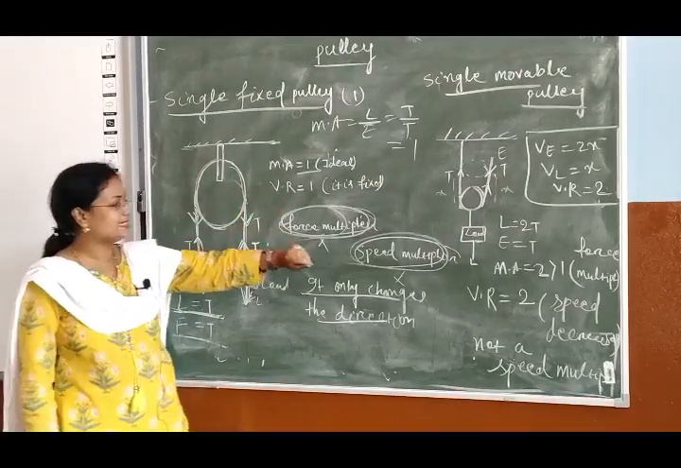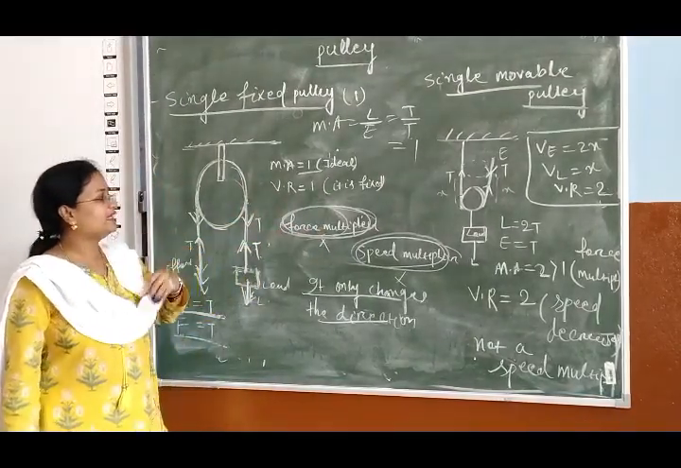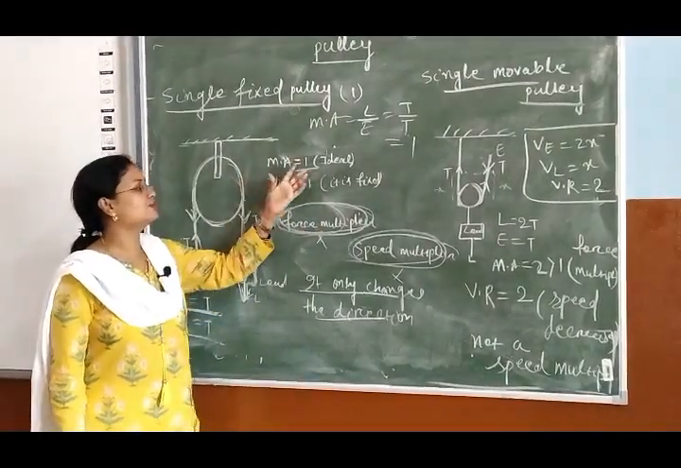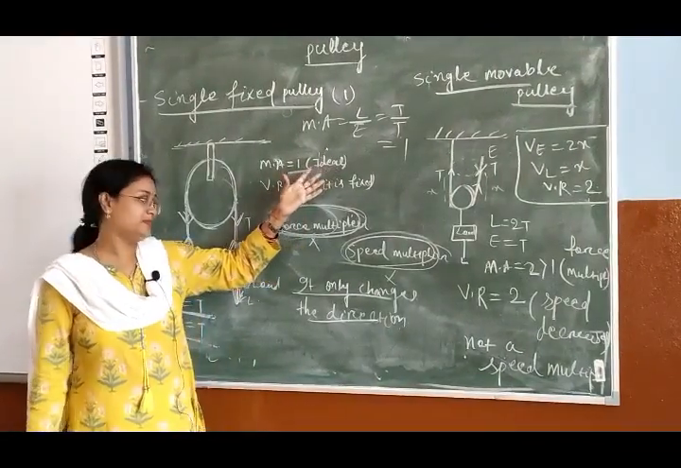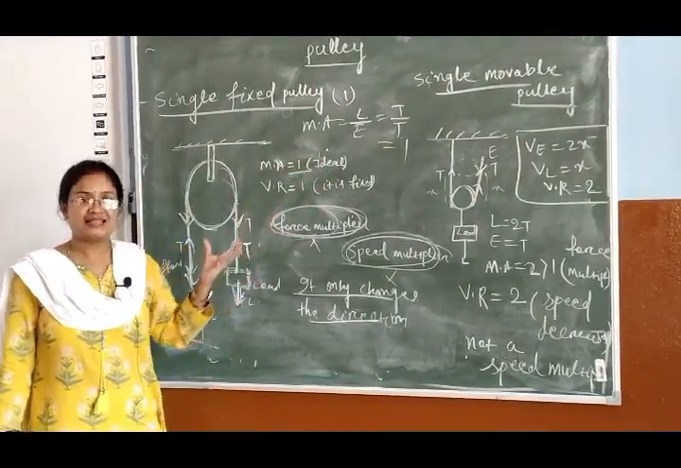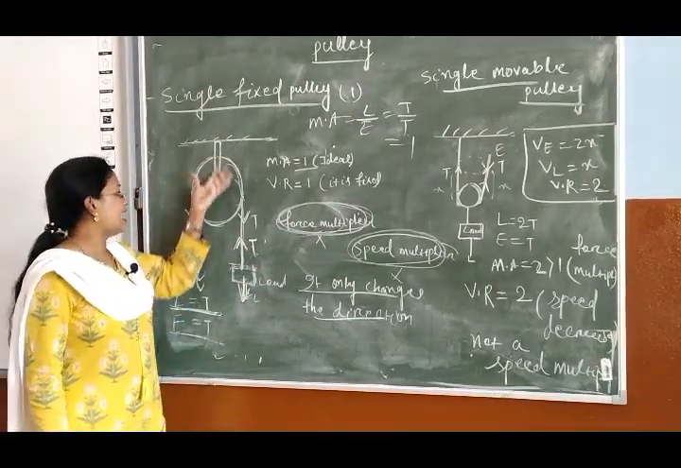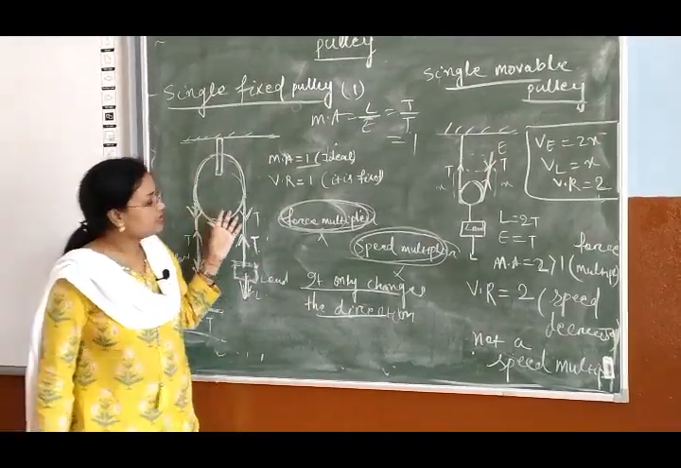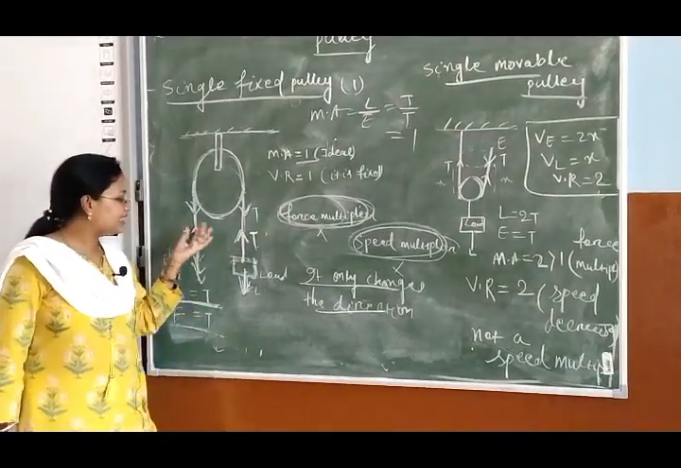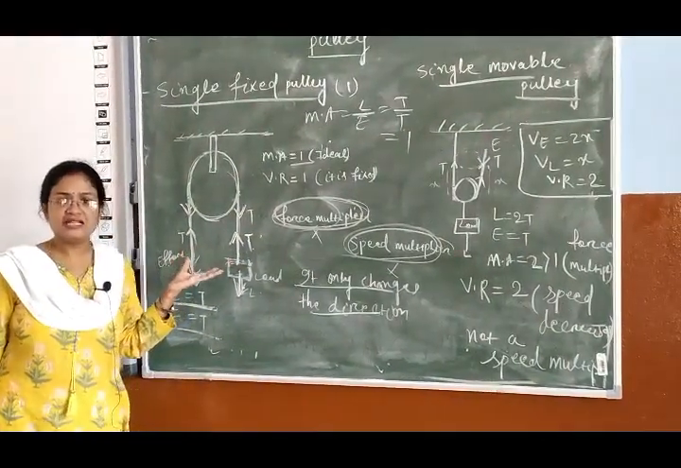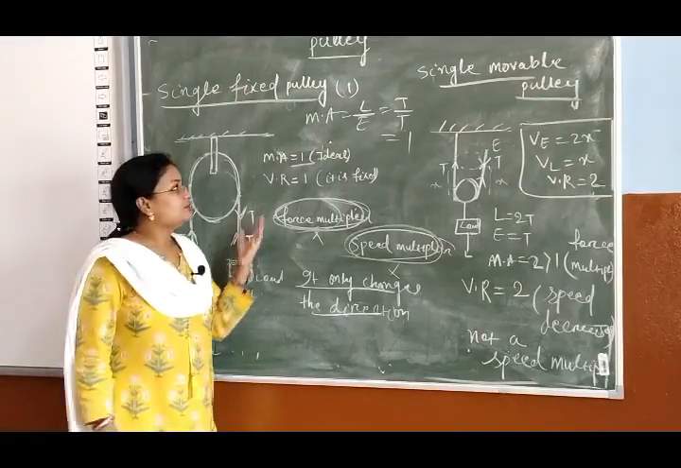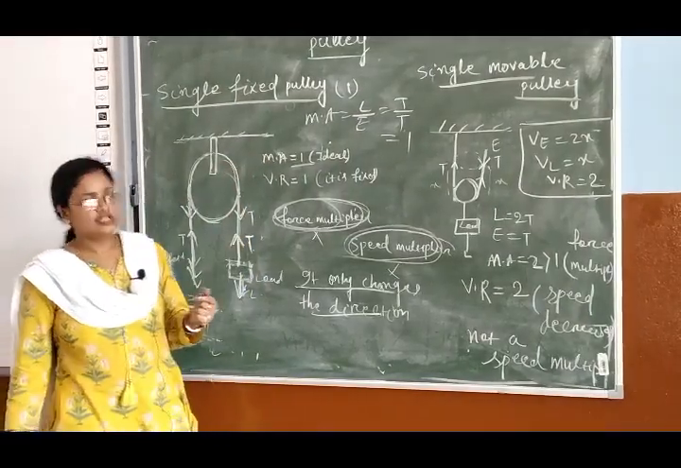One more question is there. Why is the mechanical advantage not equal to 1 in the practical case? Because there is some loss of energy due to friction between the string and the rim system, and the string may have some mass. So this is about the single fixed pulley.